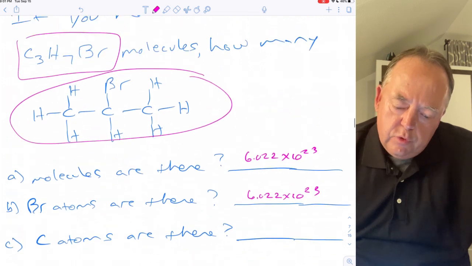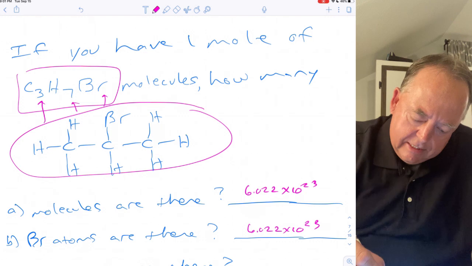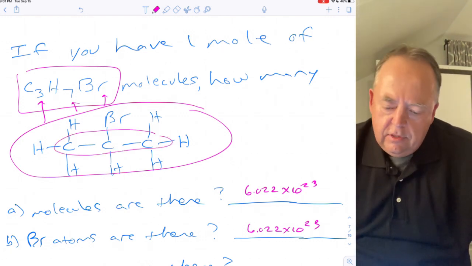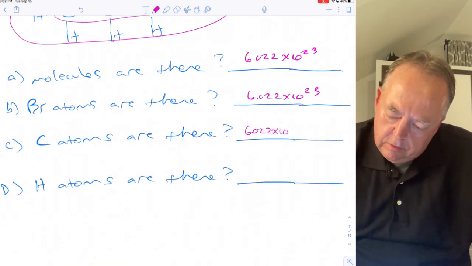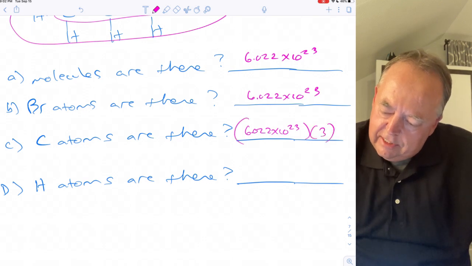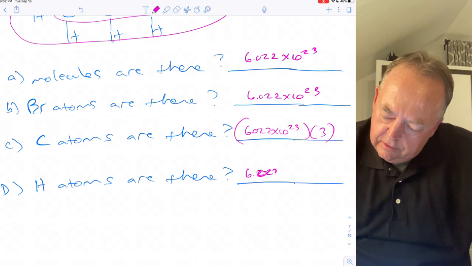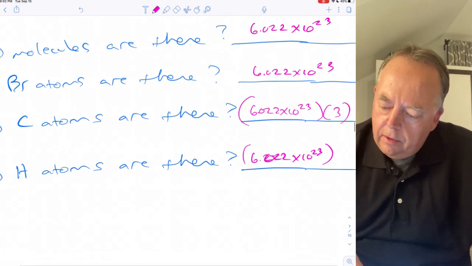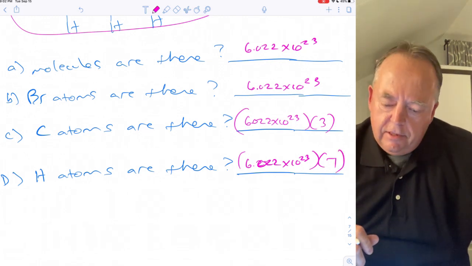How many carbon atoms would there be? Well, you can see from the formula, right? It's in a 3 to 7 to 1 ratio, or in the structure that I have drawn out, you can see that there's 3 carbons per 1 molecule. So if you had this many molecules, you would have 3 times as many carbon atoms. And in terms of hydrogen atoms, if you had 1 mole, there's that many molecules, but there's 7 hydrogen atoms per molecule. So you'd have to take that and multiply it by 7, right?